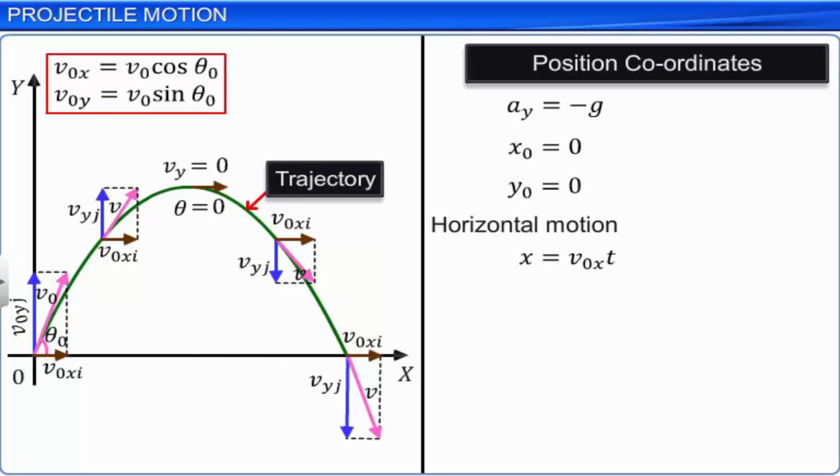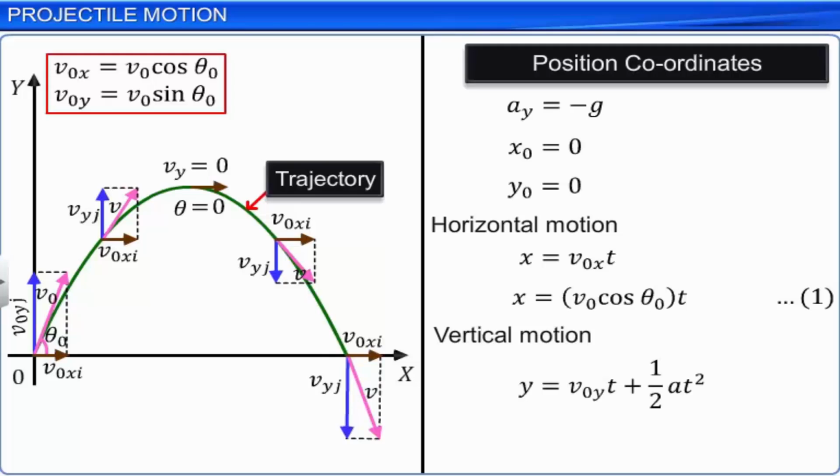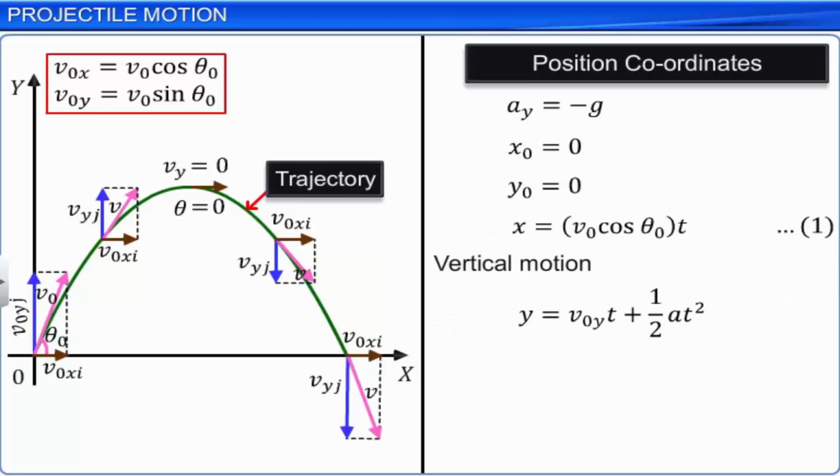Similarly, vertical motion can be written as y is equal to v0y into t plus half a t square. On substitution, we get y is equal to v0 sin theta 0 into t minus half g t square. Let this be equation 2.